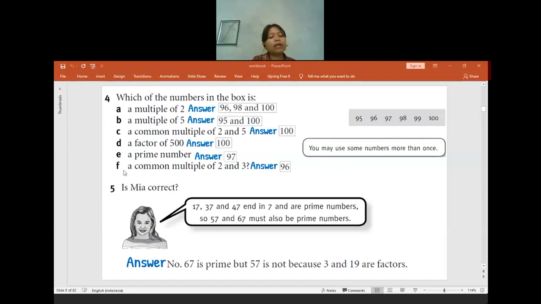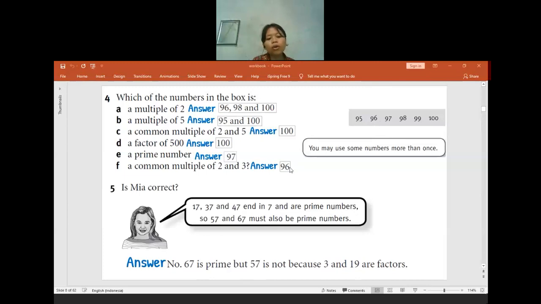For question F, a common multiple of 2 and 3. There is the word 2 and 3, so I need to multiply them. 2 times 3 equals 6. So I need to find a multiple of 6. The only number that can be divided by 6 is 96. So the answer is 96 for question 4F.